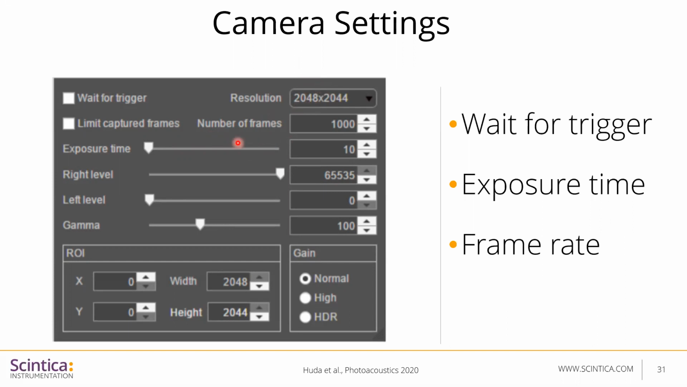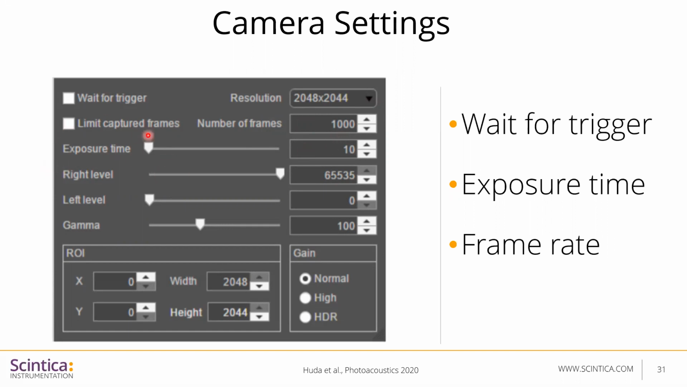Number of frames that are captured. If limit captured frames is enabled, the default value is 1000. So the number of frames captured by default will be 1000, and the range here varies from 0 to 1 million. So that is the total number of frames that can be captured.